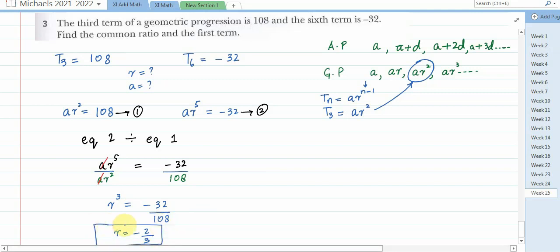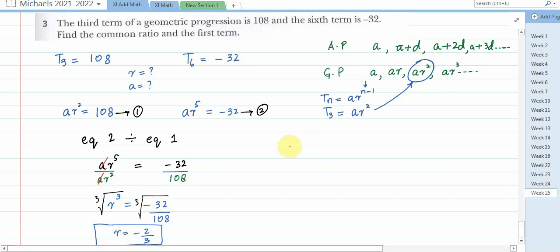Alright, so that is your answer for r. I hope that all of you are getting the concept. We need to divide the equation. When we divide them, a and a cancel. 2, when you shift in the numerator, it will be 5 minus 2, which leads to 3. Firstly you need to divide it, and then you need to apply cube root here. I have applied cube root on both sides to eliminate the power 3, and the final answer for r is minus 2 upon 3.